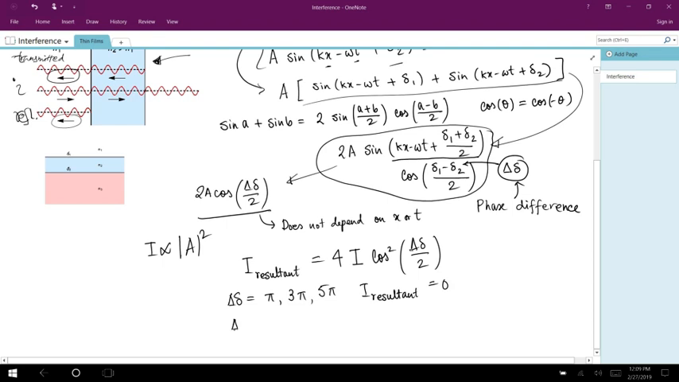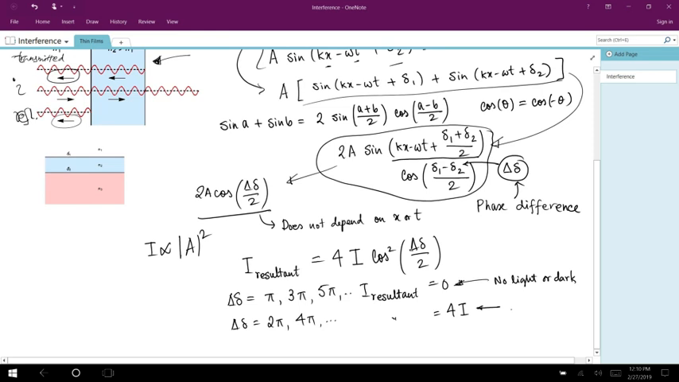And on the other hand, if delta delta is equal to 2 pi, 4 pi, etc., then again, you can see that this I resultant quantity is going to be equal to 4 times the initial intensity. Okay, so that's the cause of interference. You can see that if for light the intensity is 0, that means no light, or dark.